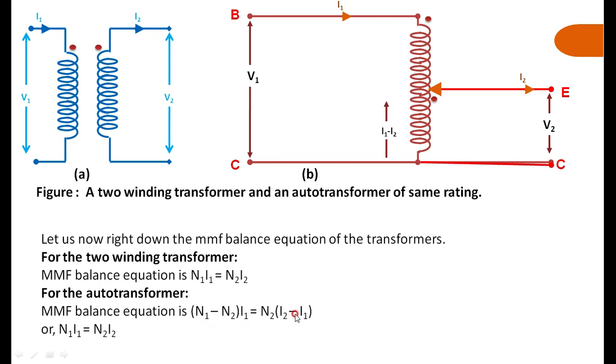If we simplify this, once again what we get is N1 I1 must be equal to N2 I2. Means the MMF of the primary must be equal to the MMF of the secondary. It is the same for both the two winding transformer as well as the auto transformer.